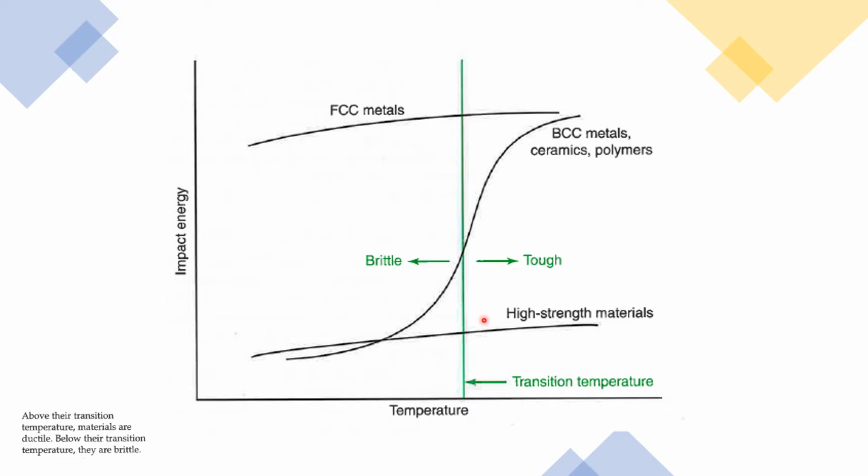So in material, here is your transition temperature, and above that transition temperature, the material is ductile. You can draw them, and below that they're brittle. They become hard. So that's brittle, and then this is kind of tough, so that you can draw.